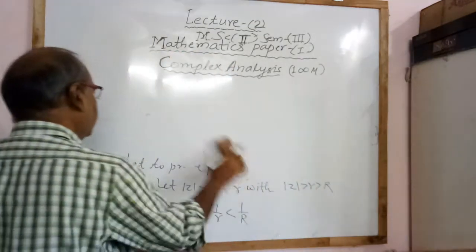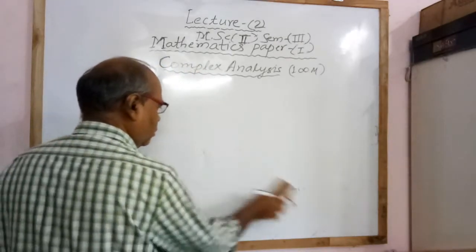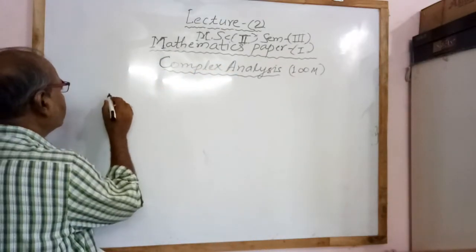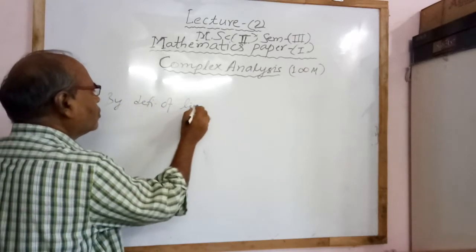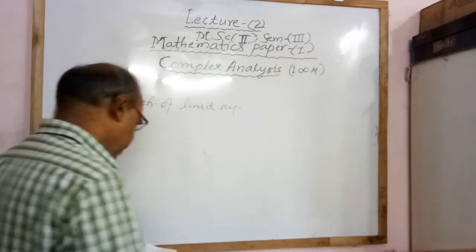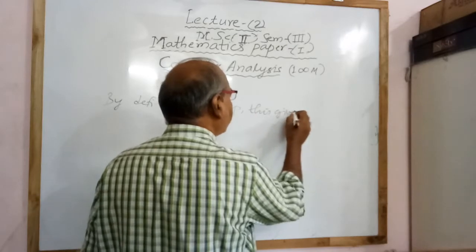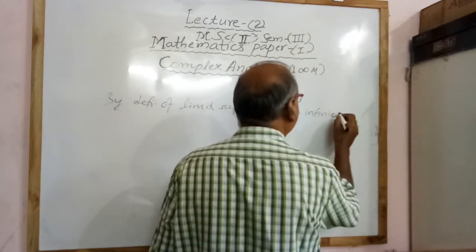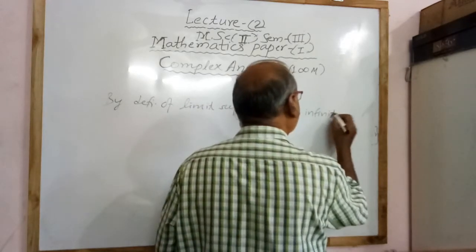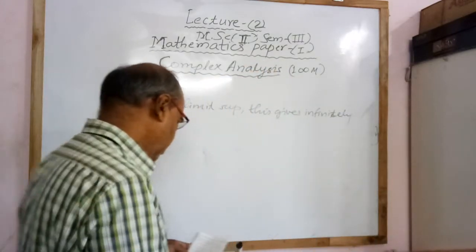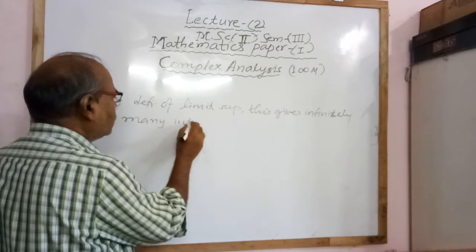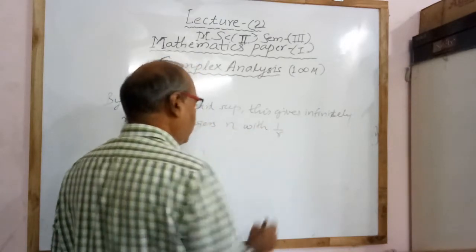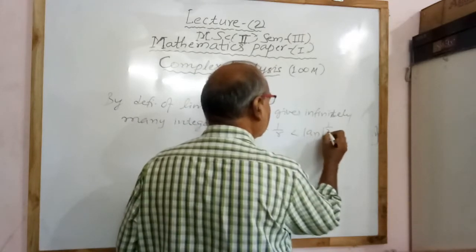Then we use the definition of limit supremum. By definition of limit supremum, this gives infinitely many integers n with 1 by r less than mod a_n to the power 1 by n.